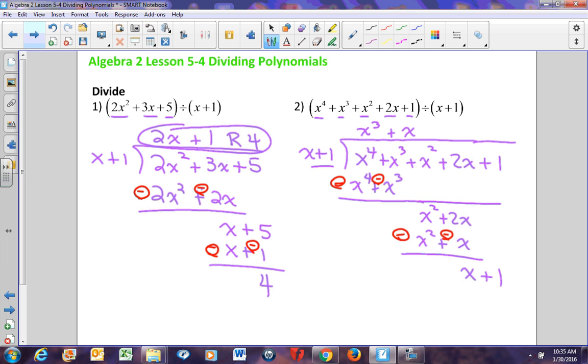What do I need to multiply x by to get x? I can multiply by 1. 1 times x is x. 1 times 1 is 1. So this one has a remainder of 0. So x to the 4th plus x to the 3rd plus x squared plus 2x plus 1 divided by x plus 1 is x to the 3rd plus x plus 1.